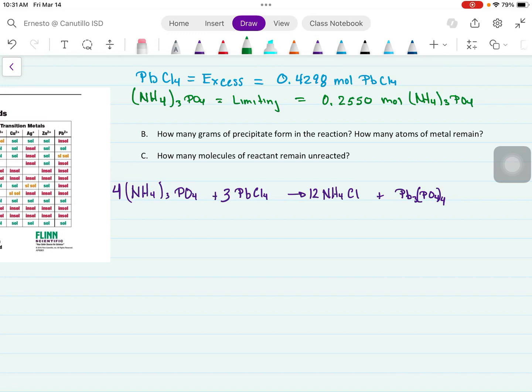Hey everyone, so here's the next step in the problem. Okay, so here's what we know so far. Up to this point, we know that lead chloride is the excess reactant. We have 0.4298 moles of lead chloride, and we know that ammonium phosphate is the limiting reactant. Based on our previous work, we already figured out that we have 0.2550 moles of ammonium phosphate.